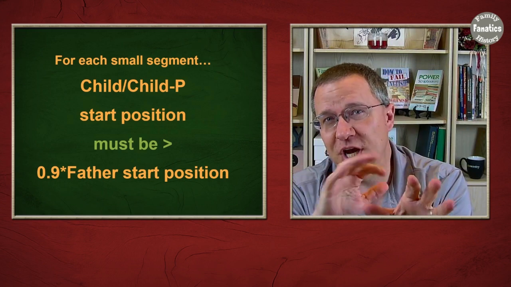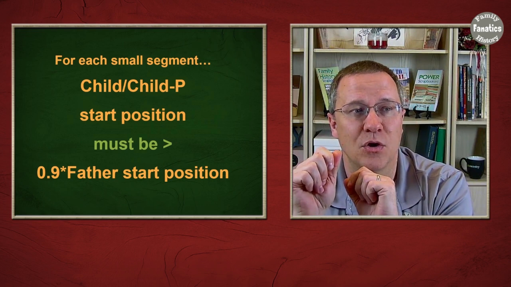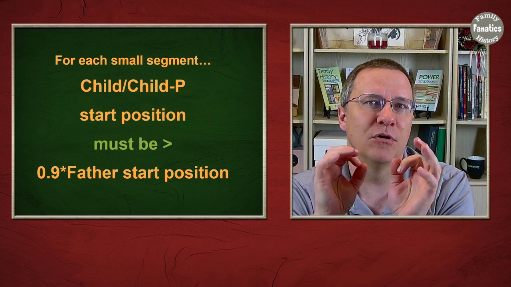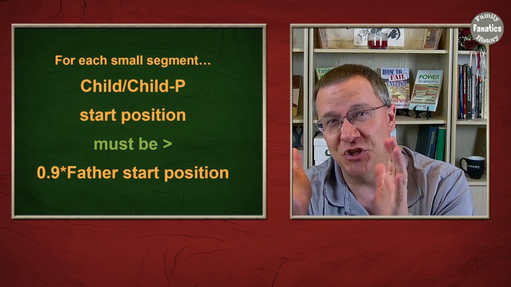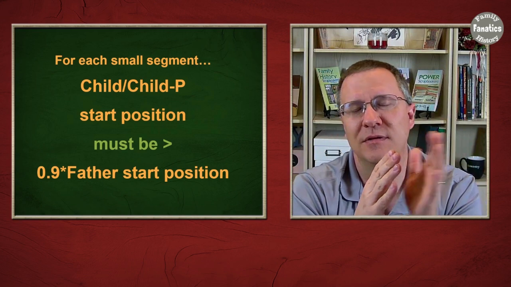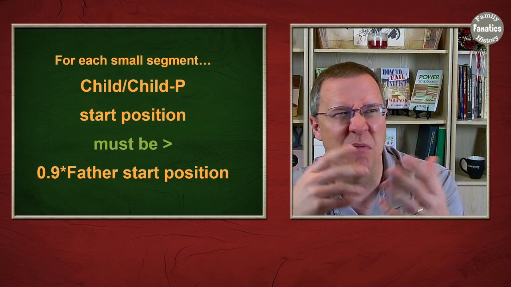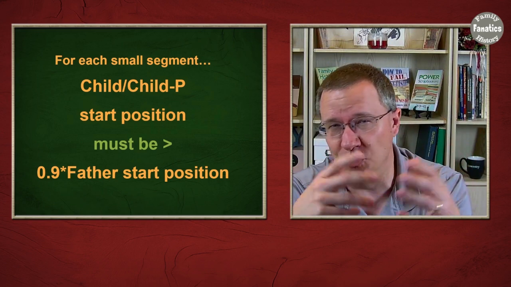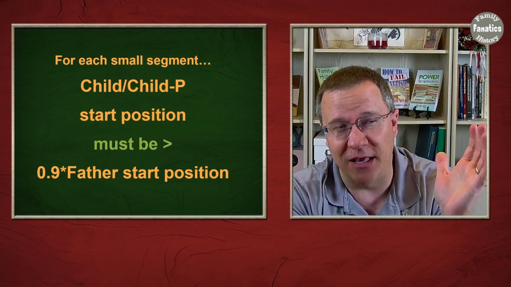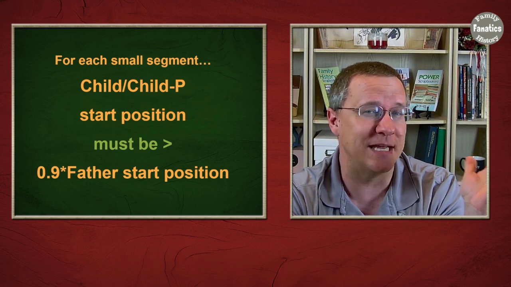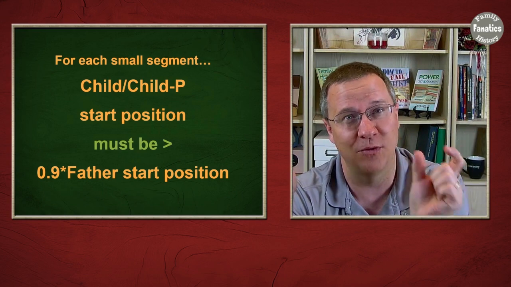Now, for the phased child's start position, I'm saying that this must be greater than 0.9 times the father's start position. So in other words, I'm shifting the father's start position over by 10% to account for any differences in the kit used, where that SNP was called, anything like that. I figure 10% is probably good. I'm basically making the father's segments larger by 10% on either end. And I'm saying that the child segments have to fit within that.